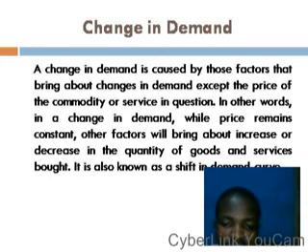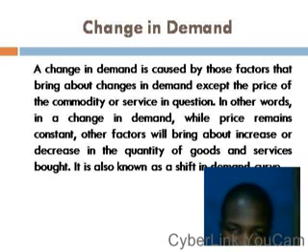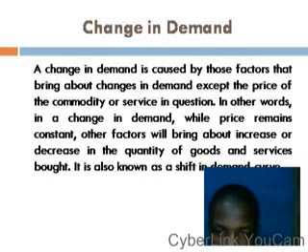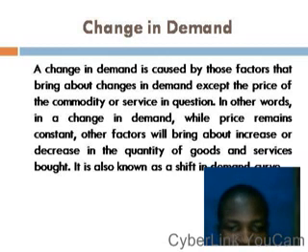So meaning that changes in other factors other than the price of the commodity usually brings about a change in demand or a shift in demand. And what are these other factors? Price of other commodities, income of the consumer, consumer's taste, weather, and so on and so forth. These are the other factors that can bring about a change in demand.